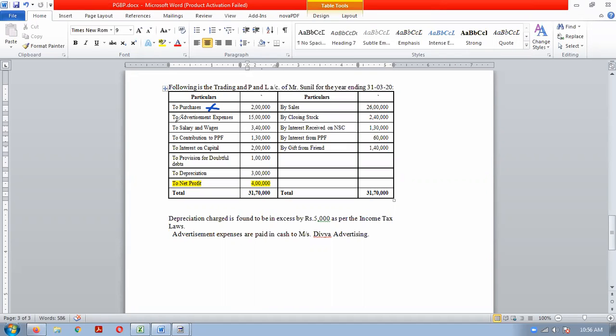Okay, so now next, advertisement expenses, 15 lakh rupees is debited to profit and loss account. Now tell whether advertisement expense is a business related expenditure or a personal expenditure. For running business, whether advertisement is required or not required. Related to business or personal.